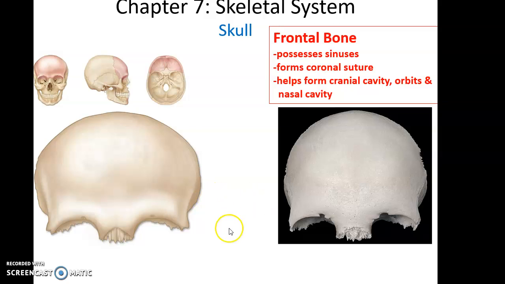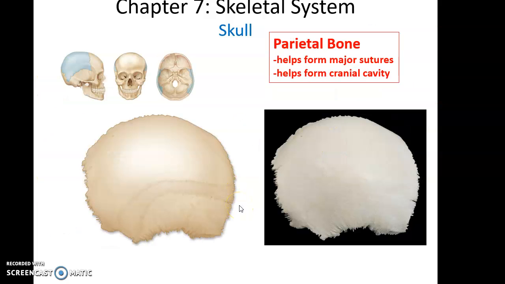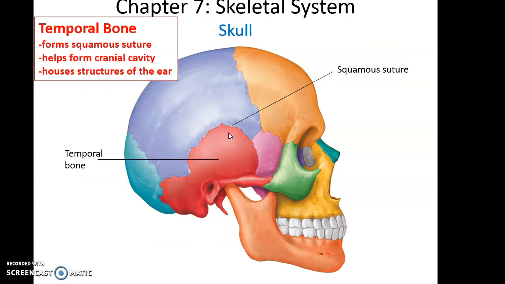All right, frontal bones. Frontal bones possess sinuses. Frontal bones help form the coronal suture, and they also help to form the cranial cavity, the orbits, see they form the roof, and the nasal cavity. There's a nice frontal bone. Parietal bones. Parietal bones are big, flat bones at the top of the skull. They help to form all 4 major, or 5 technically, sutures that you need to know. And they also help to form the cranial cavity, roof of the cranial cavity to be exact.